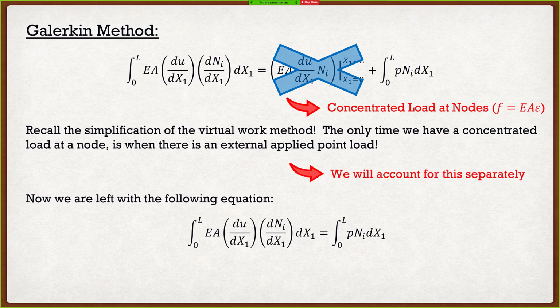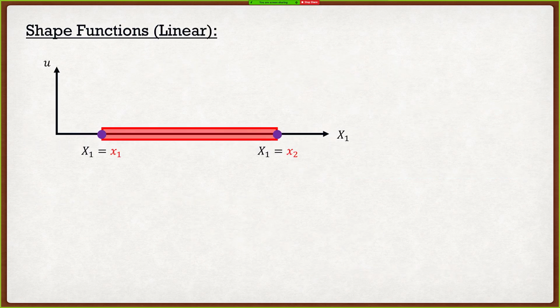The only real question that we've been having is, what is Ni? As you may remember from the Galerkin method, this is our shape function, and we haven't defined it yet. As I mentioned, this is going to be very important because it is going to define the geometric order of our elements. So let's get into shape functions.